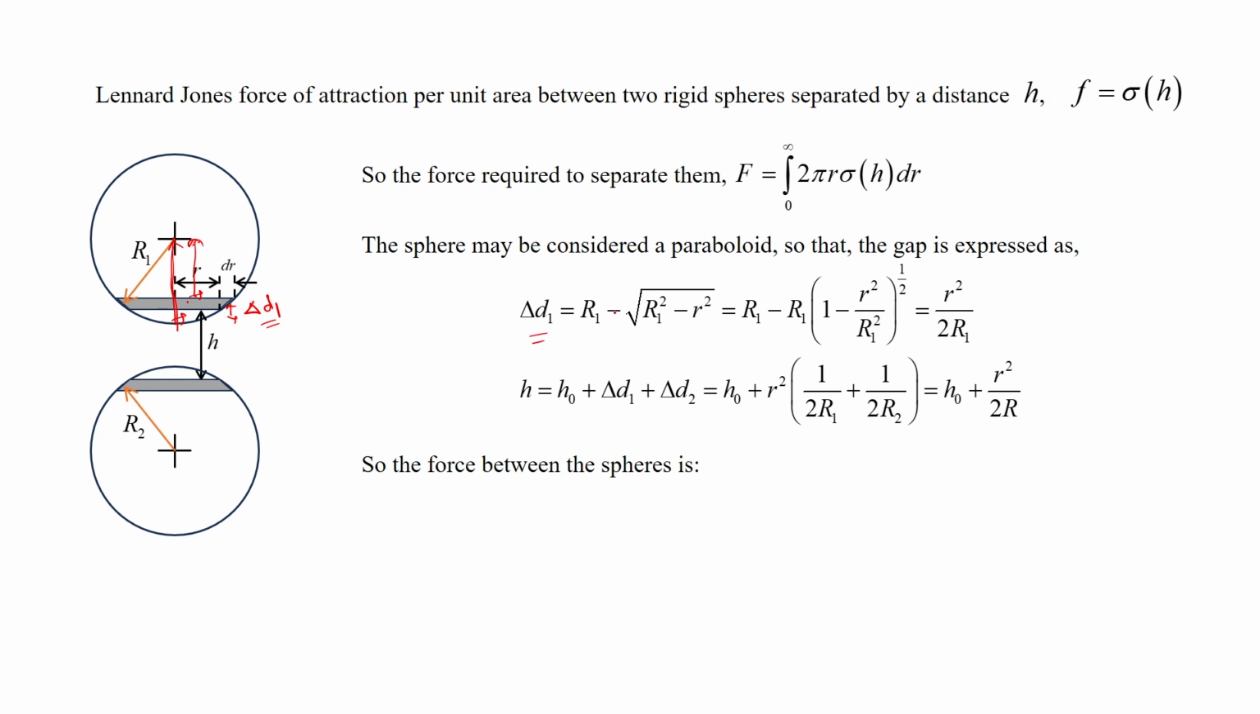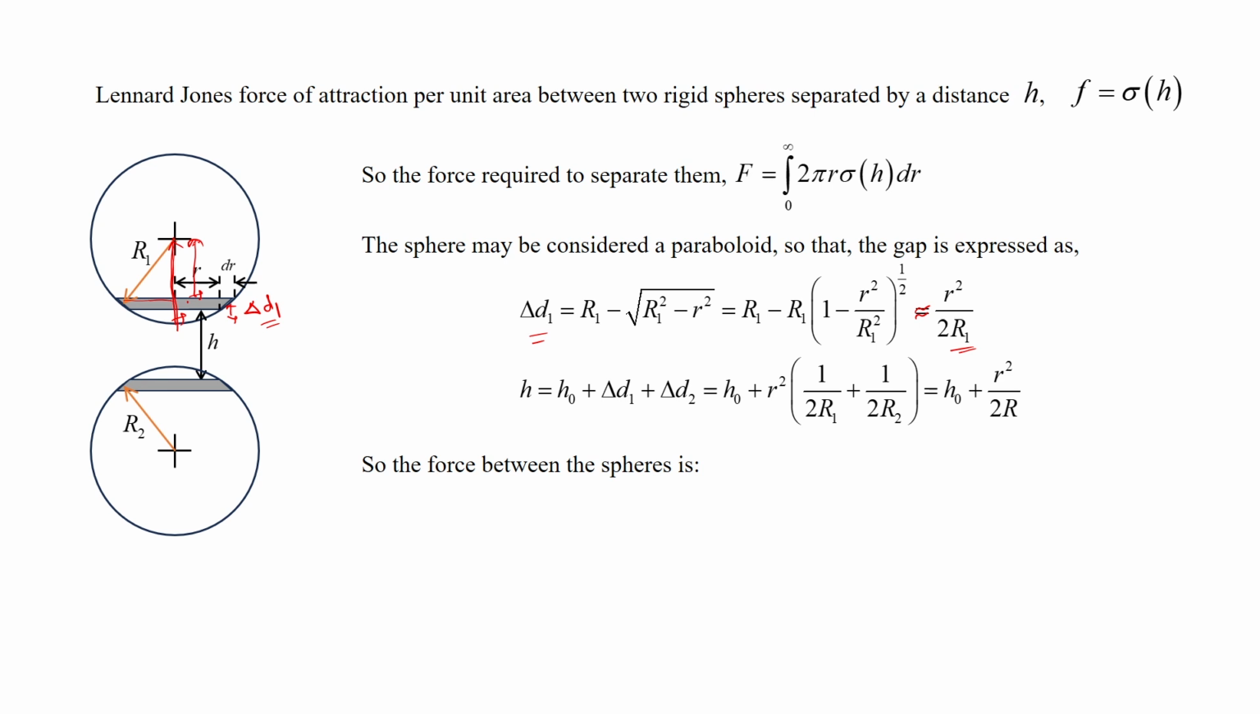So, this height will be square root of r1 square minus r square, that is this quantity. So, therefore, this is r1 minus r1 into 1 minus small r square by r1 square, and we have used this particular approximation considering that r is quite large, and that leads to this particular expression r square by 2 r1 here, and delta d2 will also be then r square by 2 r2, and we add up all the distance gaps.